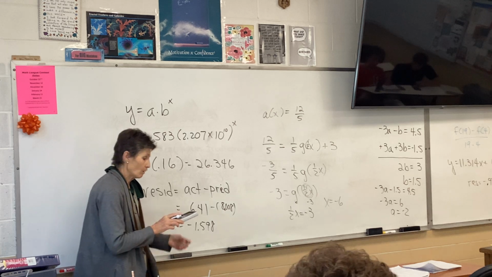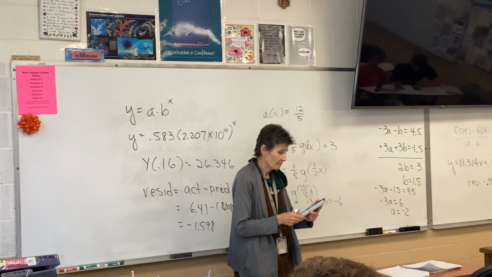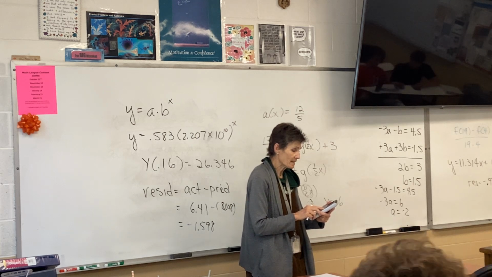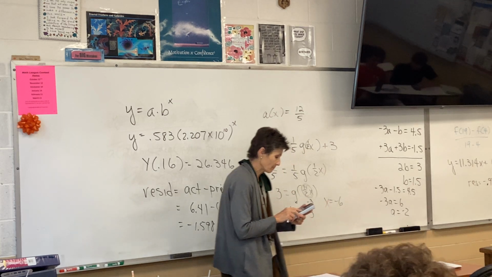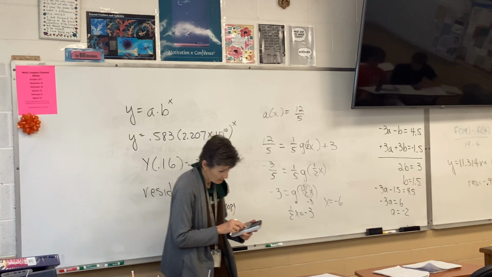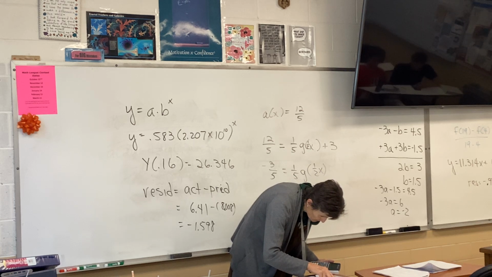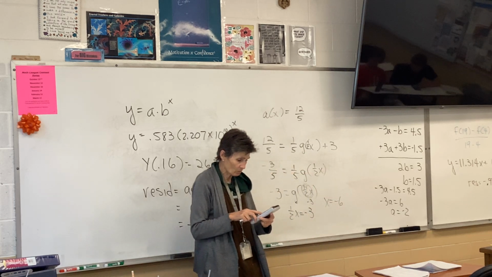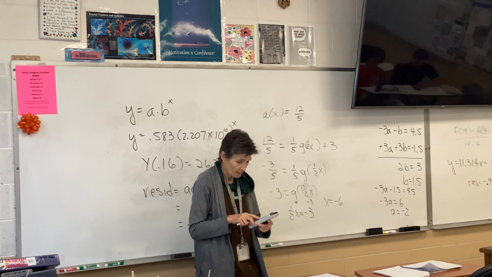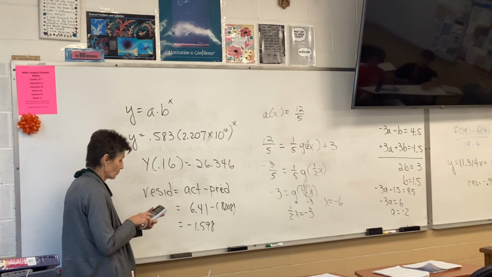Okay? Now, go back to stat. Let's edit. And click over to your residual column. And what did we want? 1.11? Seventh one down. If you go down to the seventh number in the chart, look what it says.